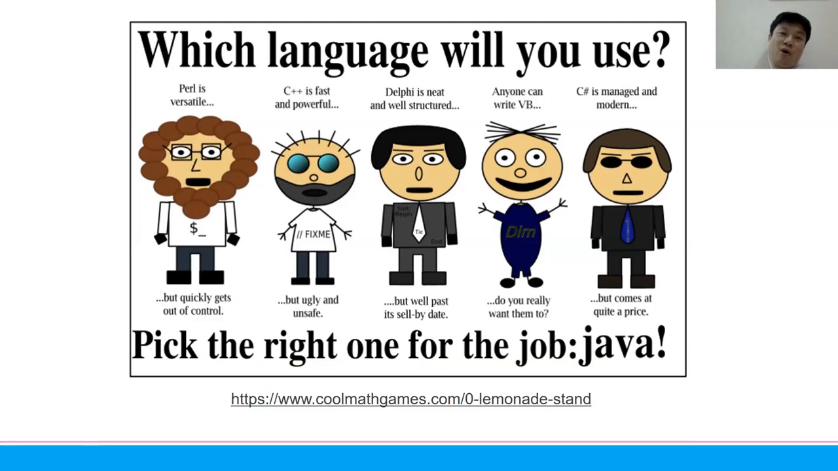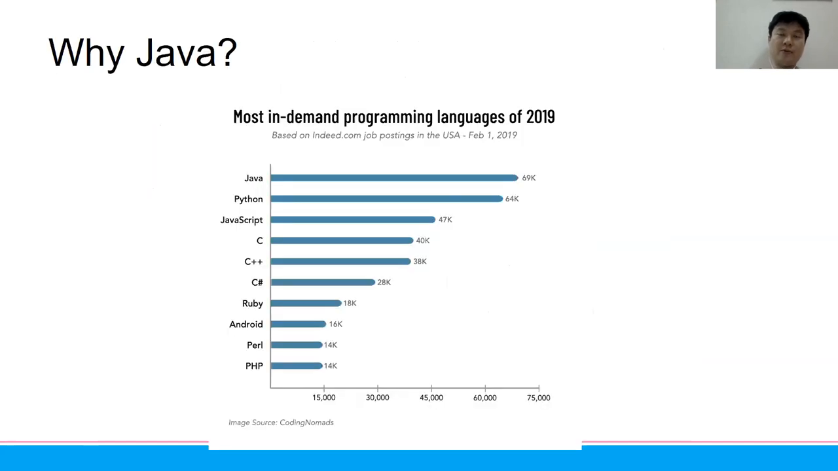So among those answers, many people still say that Java is good for jobs, especially in the US and Europe. Of course, there is a shift now because Python has become very popular in data science, but Java still is relevant for application development. Okay, in 2019, Java was awarded the most in-demand programming language by Indeed.com in job postings in the USA. So this kind of information will be very helpful for you to understand why we need to learn Java.